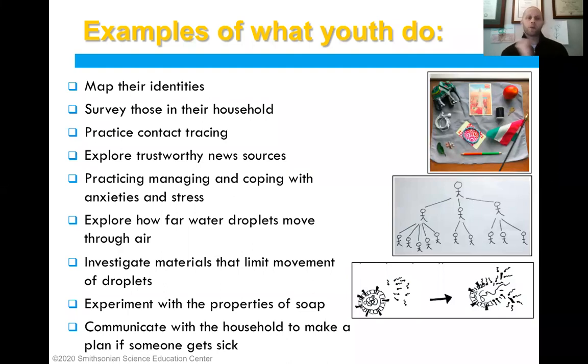Explore how far water droplets can go through the air using the activity with the bowl and the water. We want them to investigate materials that will actually limit the movement of those droplets, experiment with properties of soap, and we want them to communicate with the household to make a plan if somebody gets sick. And again, this whole experience is all about student agency.